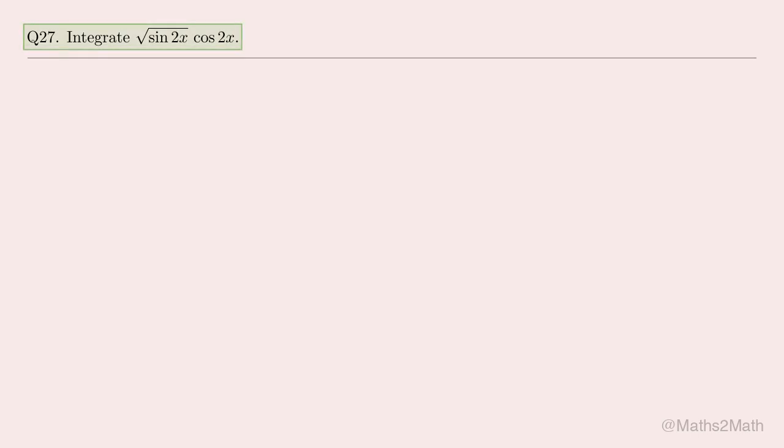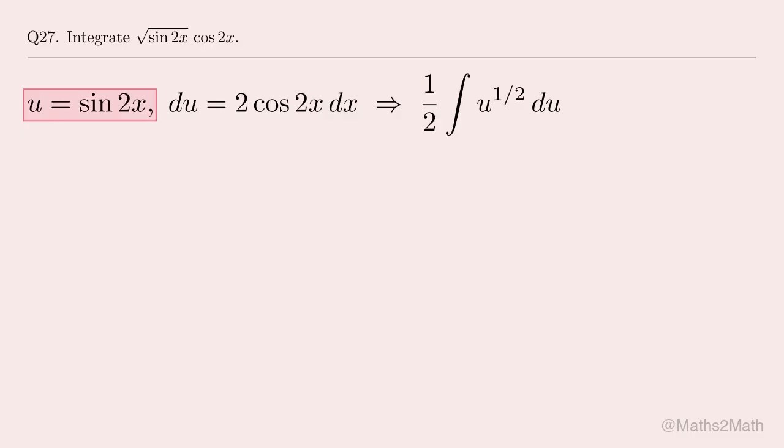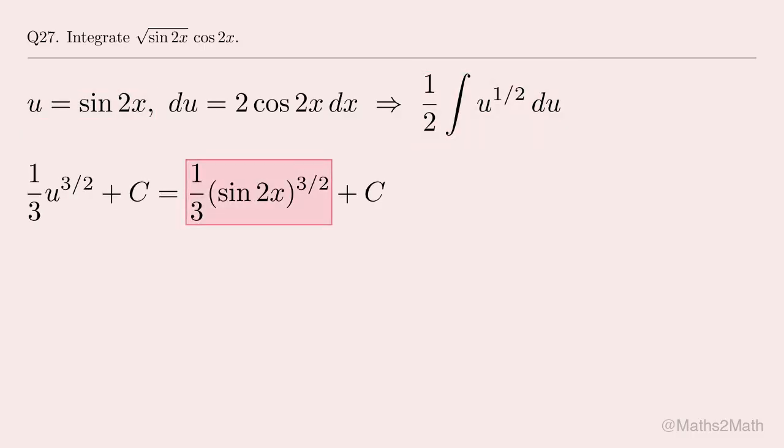Question 27. The root of sine 2x with cosine 2x beside it. Half the derivative of sine 2x is right there. U equals sine 2x, du equals 2 cosine 2x dx. Integrate the half power.